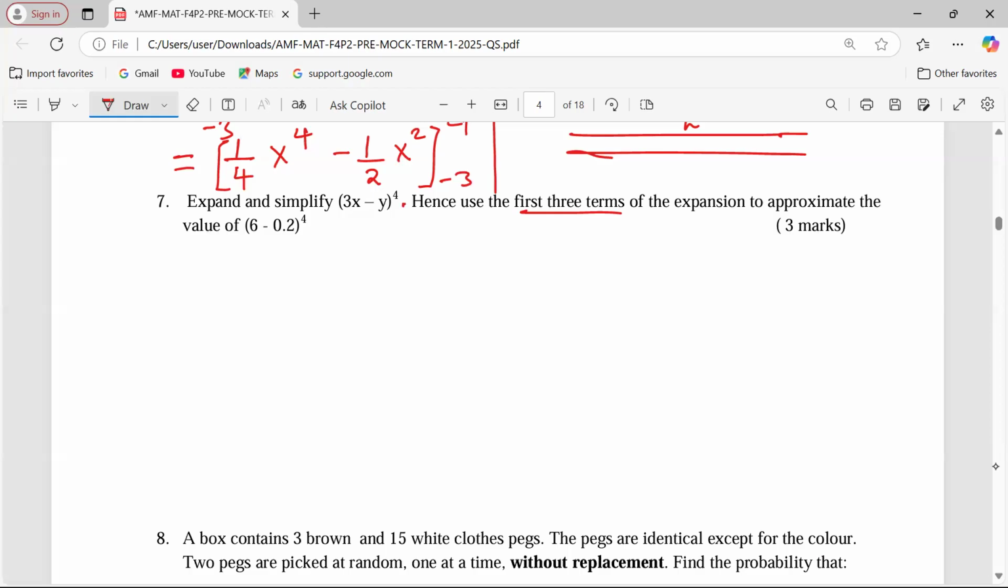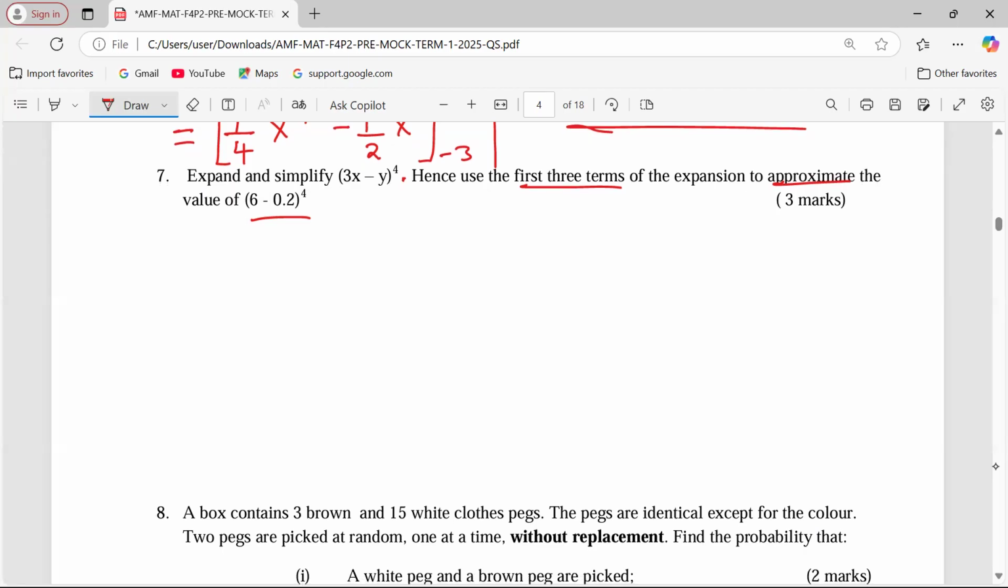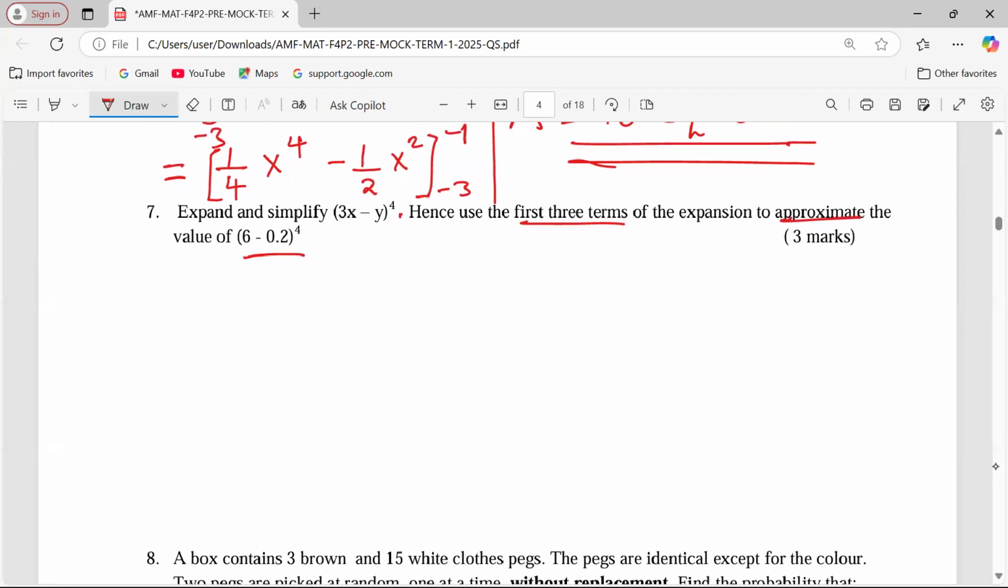But now, in the approximation of (6 − 0.2)^4, it is when we will use the first three terms. So we are not expanding and simplifying only the first three terms. It is in the application. So in our expansion, we will use all the terms that we get when the power is 4.